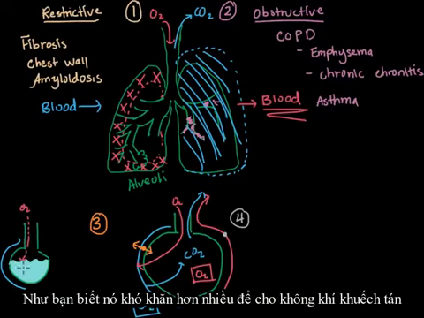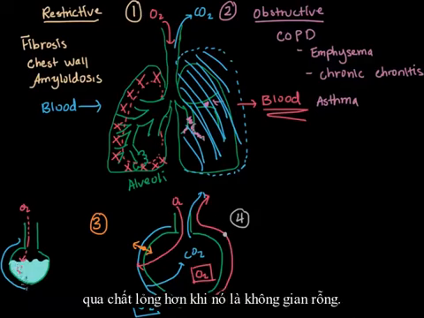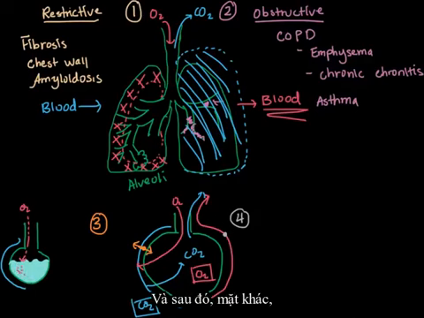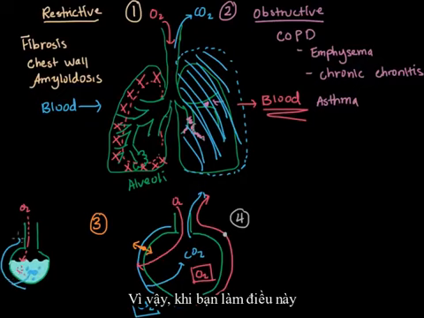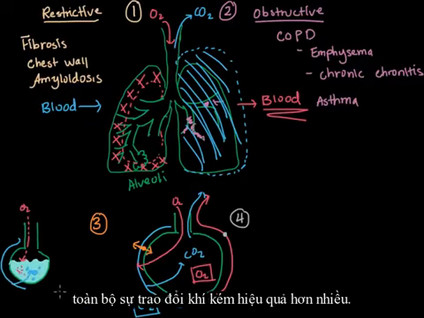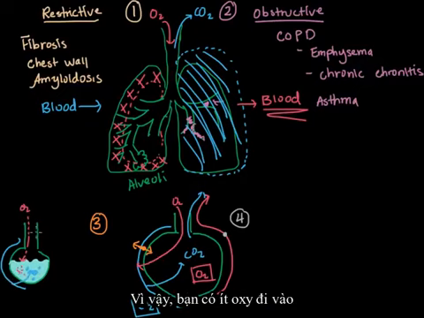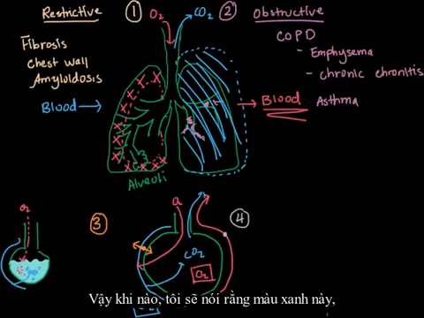As you know, it's much harder for air to diffuse through liquid than it is through empty space. And on the other hand, carbon dioxide is trying to get out, and oh, it's stuck in the fluid too. As you see, this makes the whole exchange much less efficient. So you have less oxygen going in and less carbon dioxide going out.